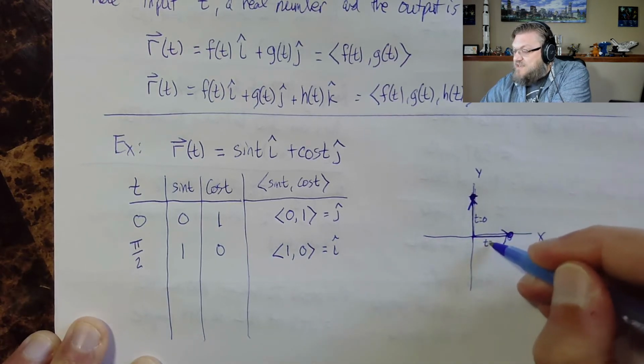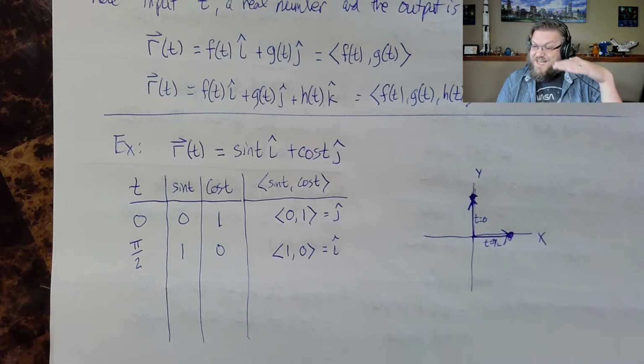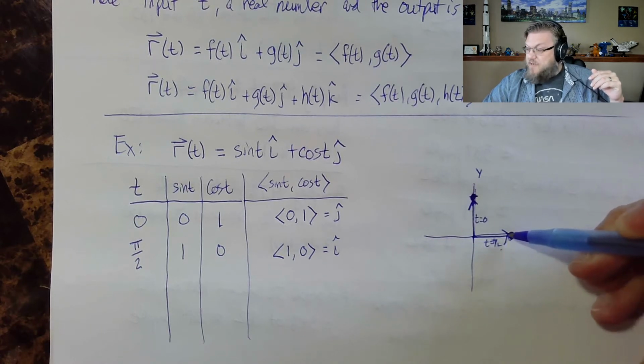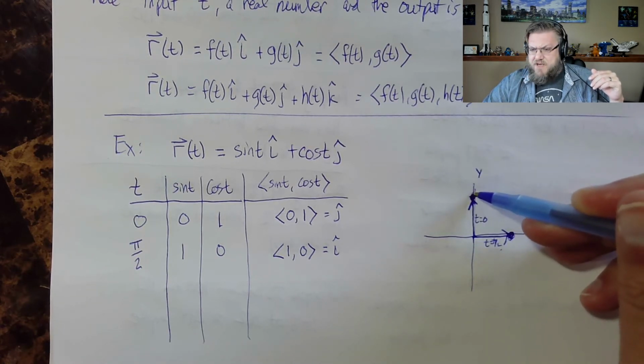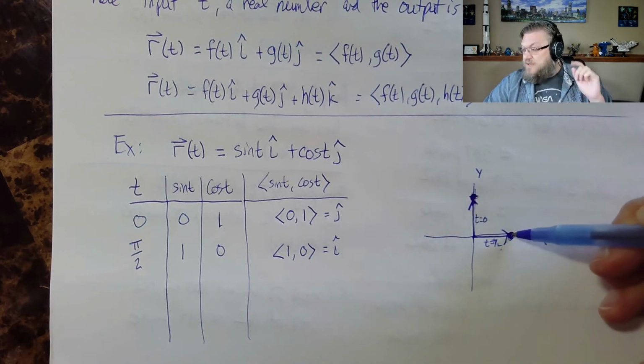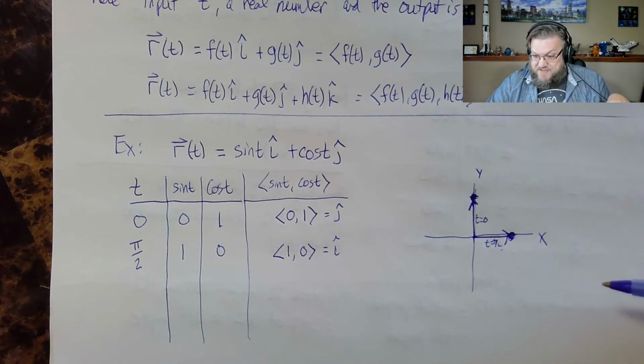Now this is at t equals pi over 2. Remember, pi over 2 is the time. It's not the angle that I'm making. That's the parameter. So at 0 seconds, I'm pointing here, and at pi over 2, I'm pointing here. Some of you might say, well, pi over 2 is up here. No, that's not what I'm talking about. I'm talking about at time 0, I'm pointing here, and at time pi over 2, I'm pointing here. All right?